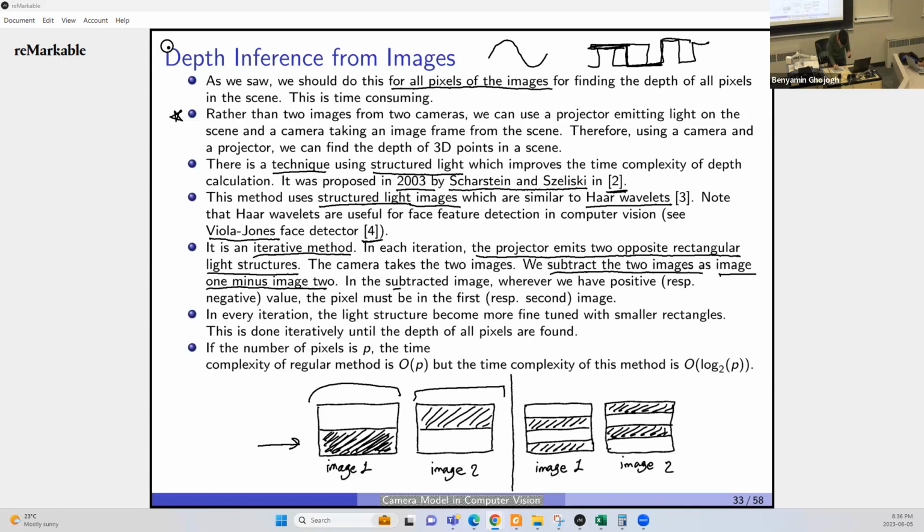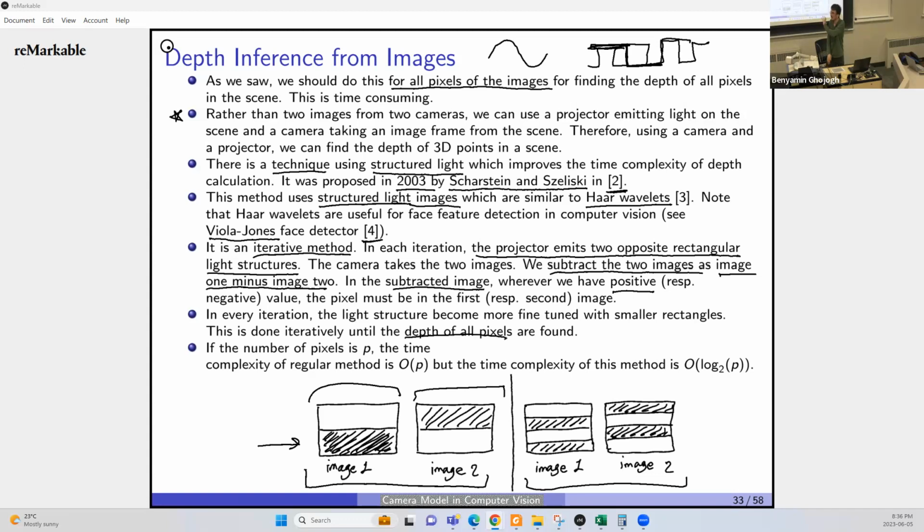Then in the subtracted image, whenever we have a positive pixel, that means it's in image 1. If we have a negative pixel value, it means that it is in image 2. Then in the different iterations, they fine-tune the structure. Initially it is like this, then they increase the frequency, until they calculate the depth of all pixels.